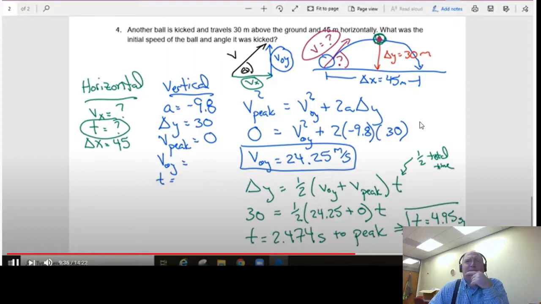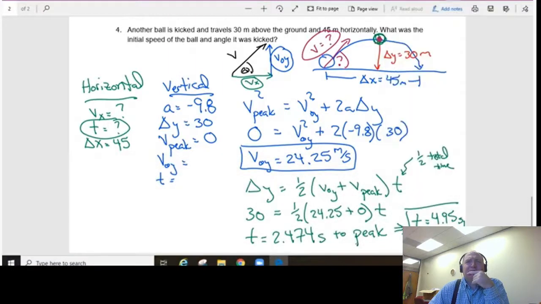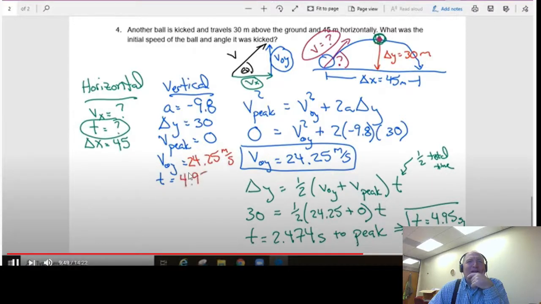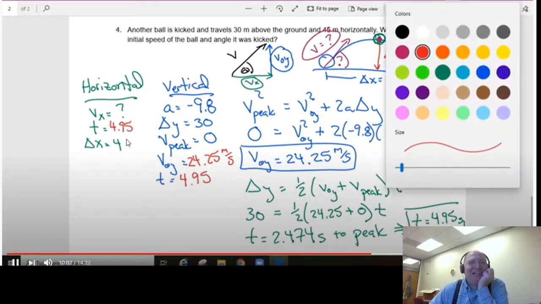I know that my initial velocity, I'm going to erase this for some space. But what have I figured out? I have figured out this one is 24.25 meters per second. I figured out my time is equal to 4.95 seconds. She had the space, so you filled it in. Super cool. It's in the air vertically for 4.95 seconds, and it's in the air horizontally for 4.95 seconds.